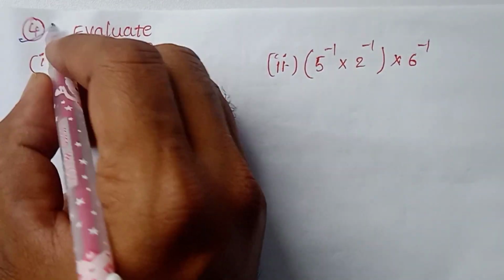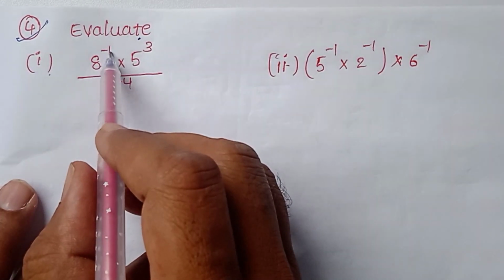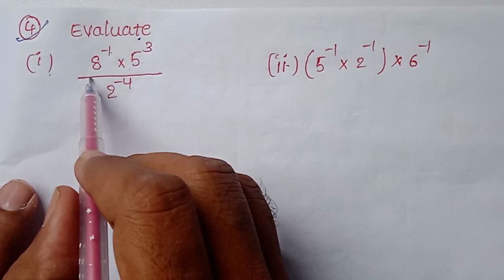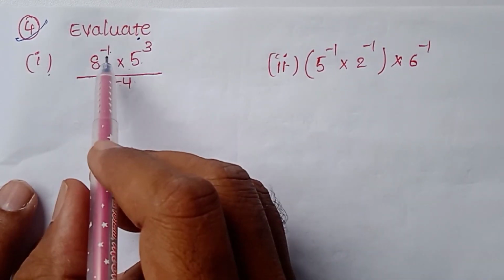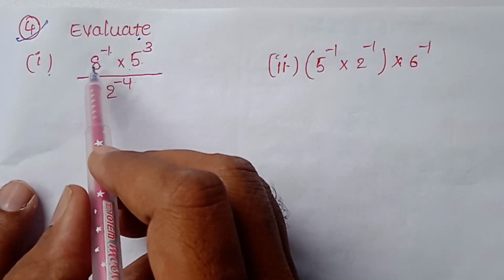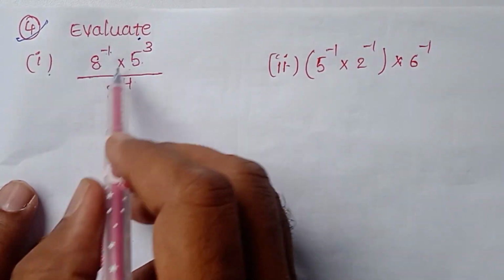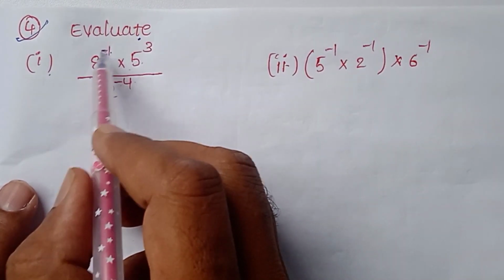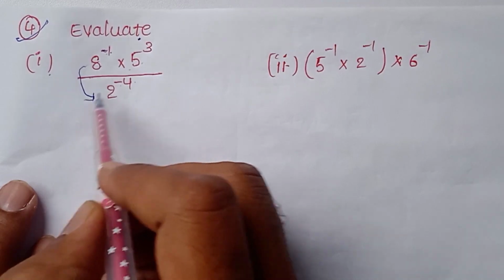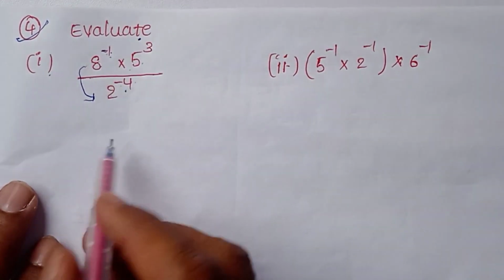Next, the fourth one, look, in this the first one, evaluate 8 to the power of minus 1 into 5 cube divided by 2 to the power of minus 4. Look, when there is a negative exponent, if we change the places of numerator and denominator, it becomes positive. See, here in the numerator we have a negative, we shift it to the denominator. Here in the denominator there is a negative, let's shift it to the numerator.